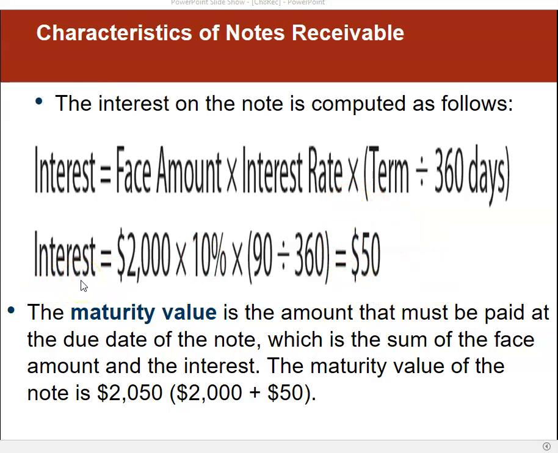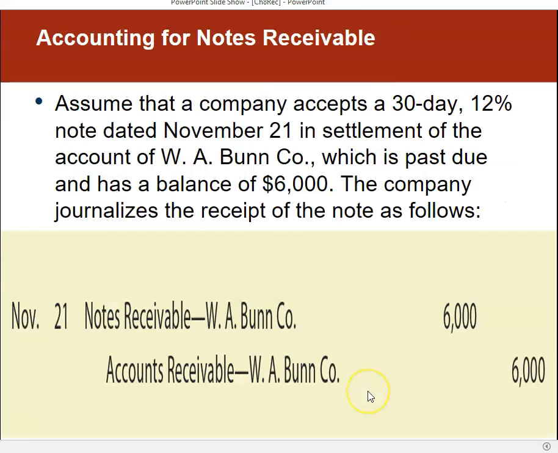All right, now this next point I want you to pay a little bit of attention to. By a little, I mean a lot. It says the maturity value is the amount that must be paid at the due date of the note, which is the sum of the face value amount and the interest. Therefore, the maturity value of the note is $2,050. $2,000 face value plus the $50 in interest.